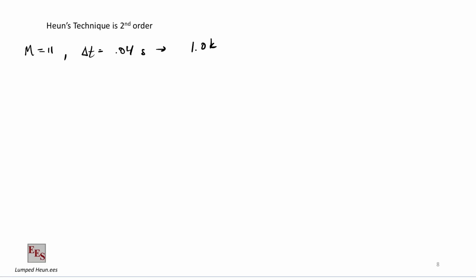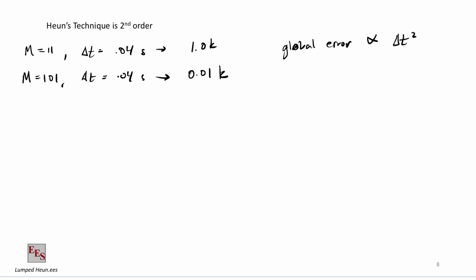Okay. Now if we look at m equals, let's say 101, with a delta t of 0.04 seconds, the error here is 0.01 Kelvin. So that's actually 2 orders of magnitude lower than our top case, and 3 orders of magnitude lower than Euler's method for the same number of steps. So this implies that our global error is proportional to delta t squared. All right, so global error is proportional to delta t squared.